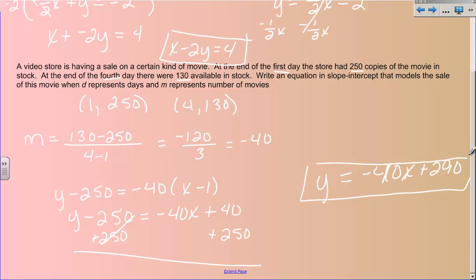Alright, that's finding slope with 2 points. It's not much different than what we have already done. The only difference is you have to find the slope instead of being given the slope. Very simple, very easy, very straightforward.